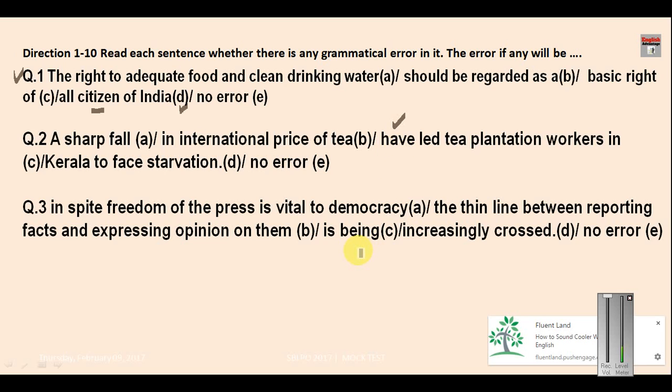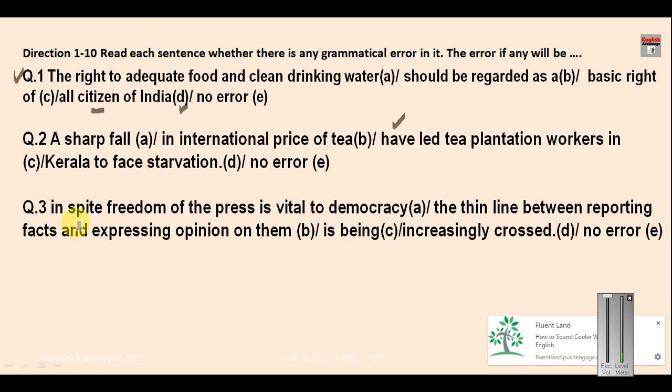Now let us see what is the error in question number 3. In spite of freedom of the press is vital to democracy, the thin line between reporting facts and expressing opinion on them is being increasingly crossed. Although it is vital that in a democracy the press is free, still the line is increasingly crossed. So this is what the sentence wants to say.